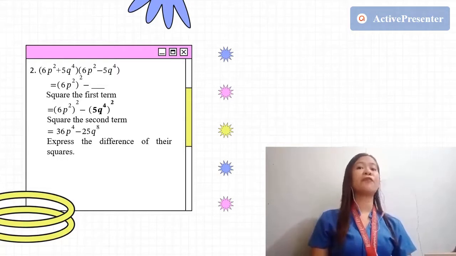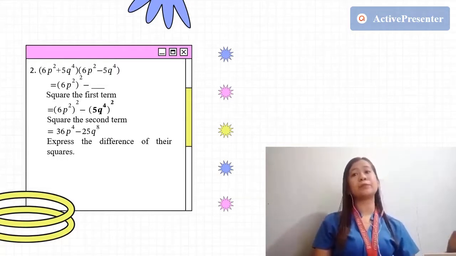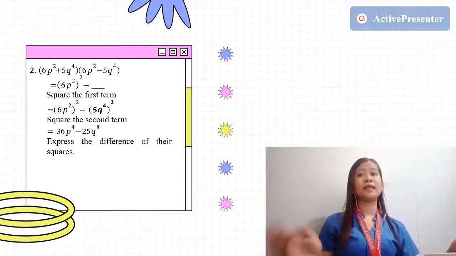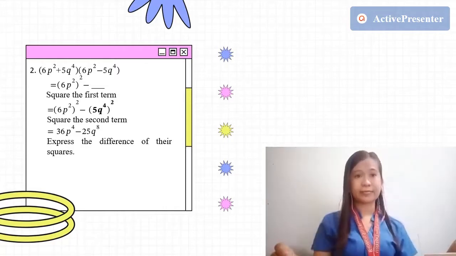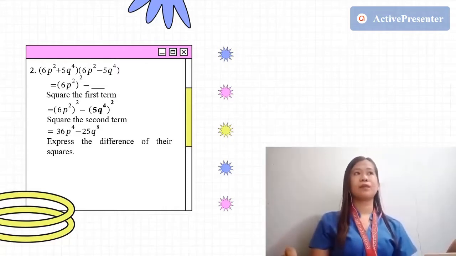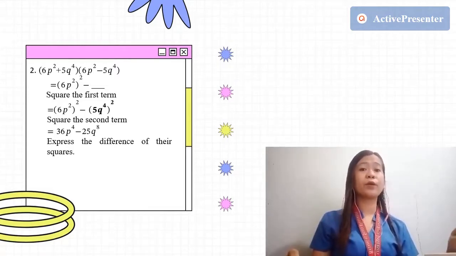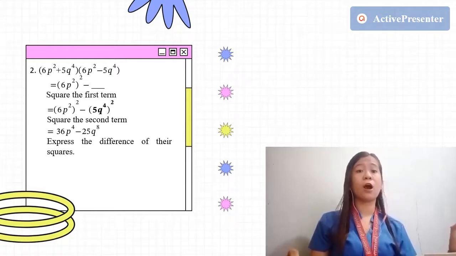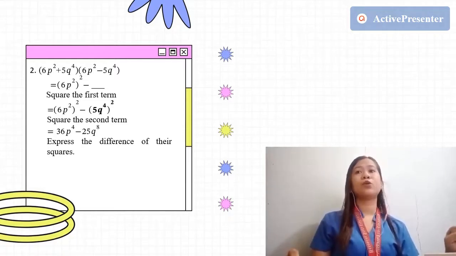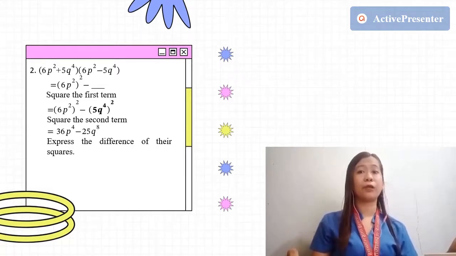So the square of the first term: we have 6p squared. So 6 squared is equal to 36 and p squared. So if we have the square of a power, we're going to multiply. Okay? Rules of exponent. So 2 times 2 is equal to 4. Therefore, we have 36p raised to the 4th power.